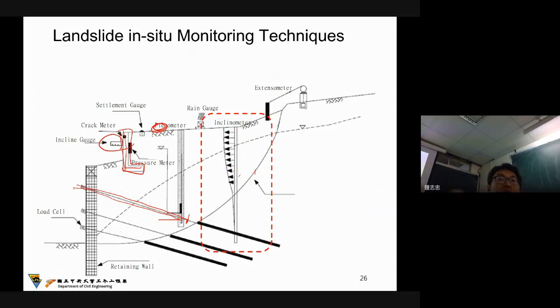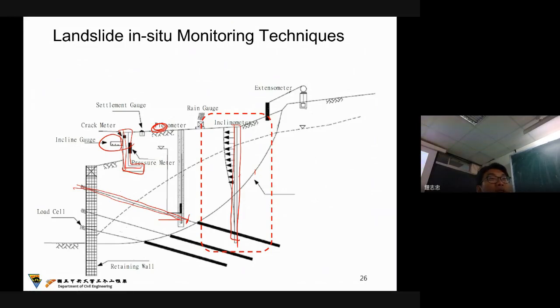So for the inclinometer, it is very important to penetrate to sufficient depth in the beginning. But some of you may say, Professor, how can we know if we have enough borehole depth in the field?